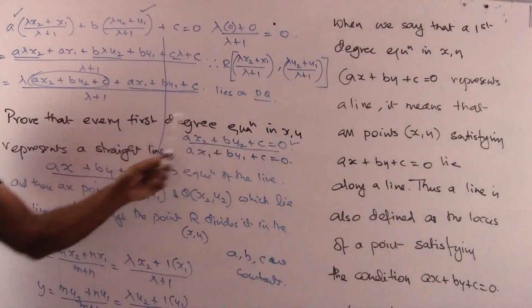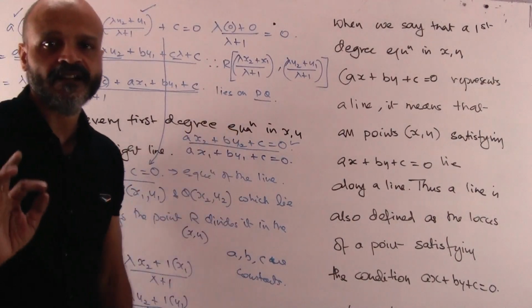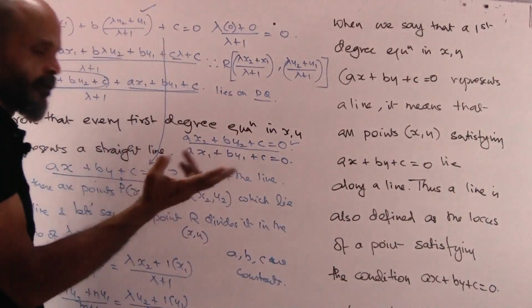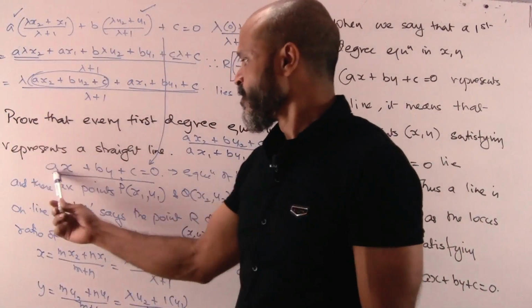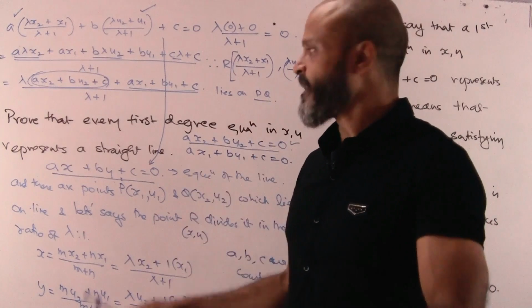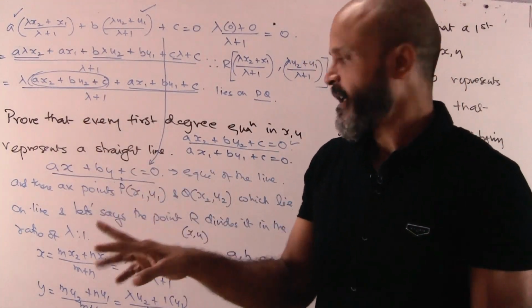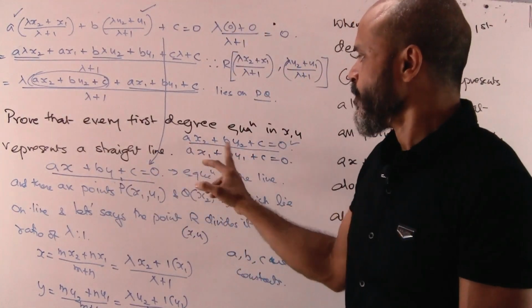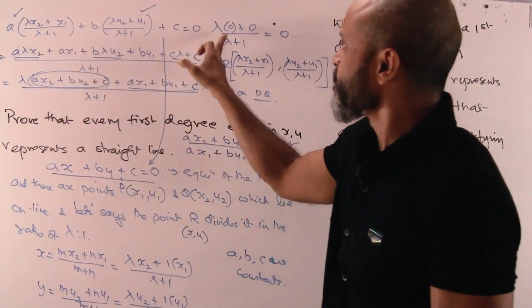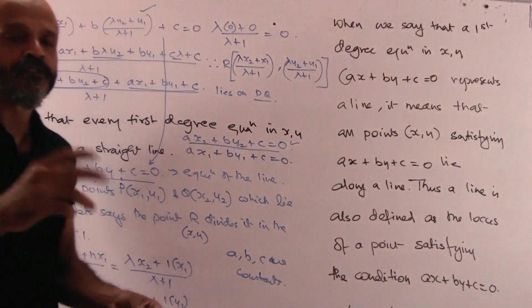Prove that every first degree equation in x y represents a straight line. So this will also represent a straight line. What we have taken is a straight line which has this kind of an equation. We have taken any two arbitrary points which have x1 and x2 and y1 and y2, and we have proved that if we have another equation which is similar to this equation, then this will also be the equation of a straight line. It will lie on the straight line.